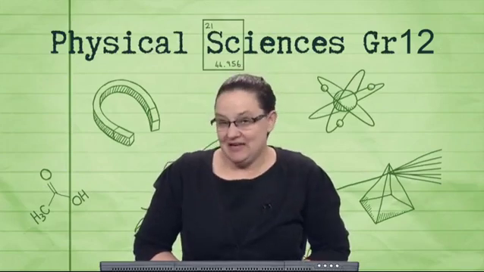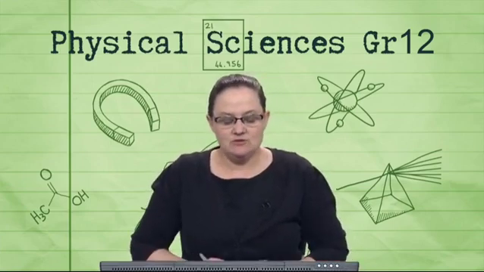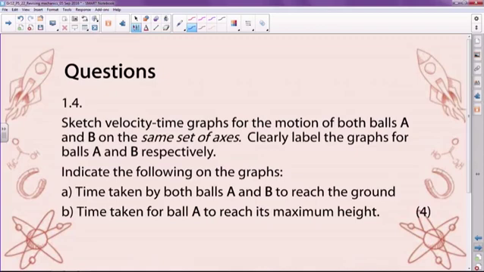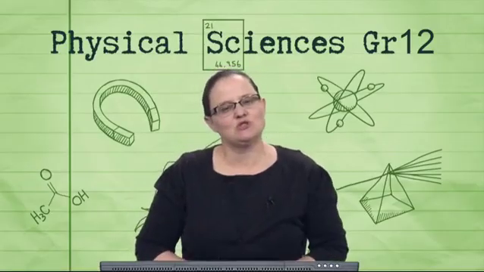Welcome back, grade 12s. Ready to tackle the last one of that question? This is one of those things that you're probably guaranteed to get a sketch graph of some sort. And they say to you, sketch velocity time graphs for the motion of both balls A and B, so it's the same question, on the same set of axes. Clearly label the graphs for A and B respectively. Very, very important. Then you have to indicate time taken for both balls to reach the ground, time taken for ball A to reach its maximum height. Okay? Now, I'm going to give you, because I want to make sure you get this right, 2 minutes, and your time starts now.